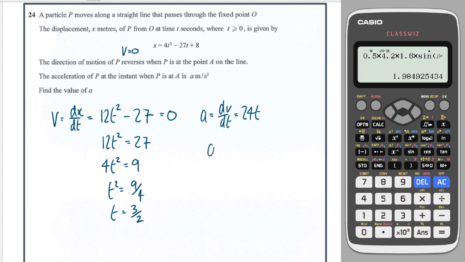And I need to investigate the time when it changes direction, which we've already established is at t is equal to 3/2. So it's 24 times by 3/2, which is 36. And we're done.